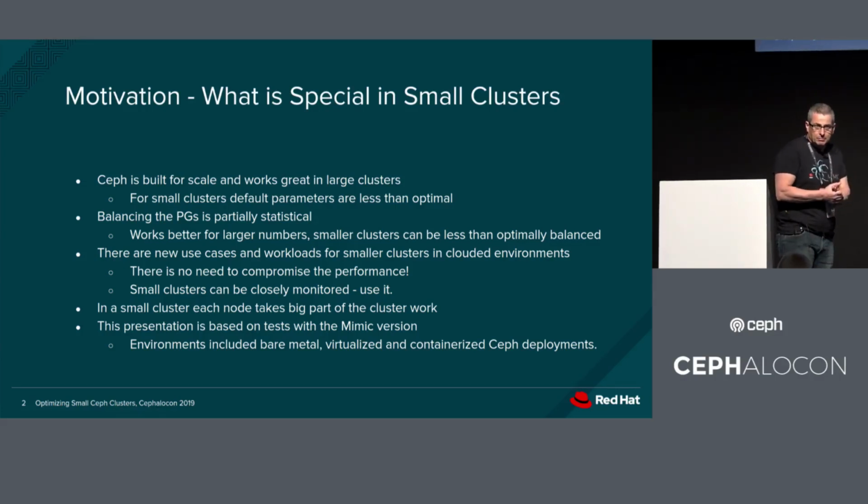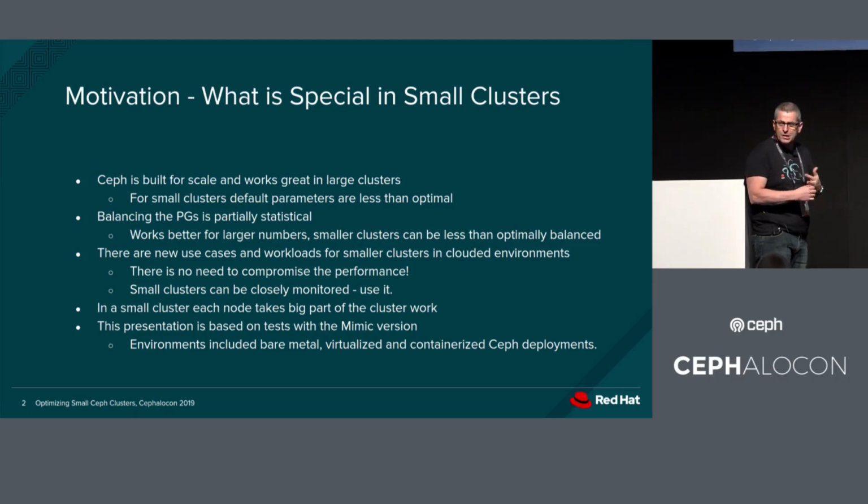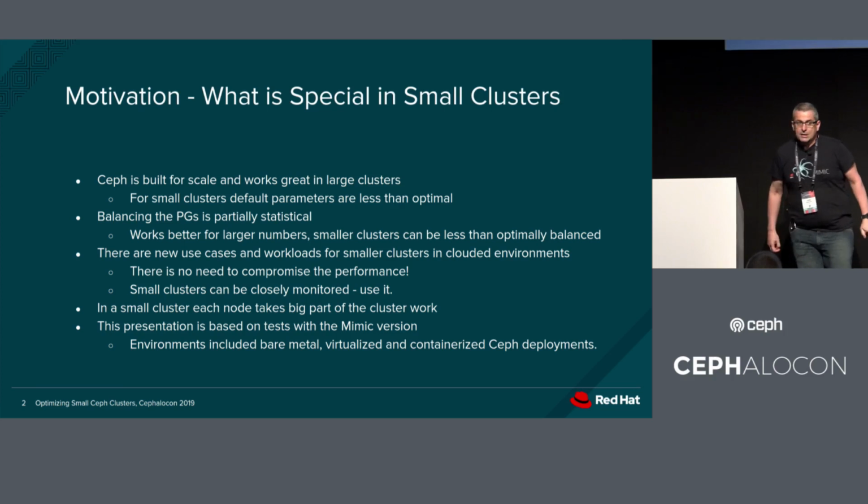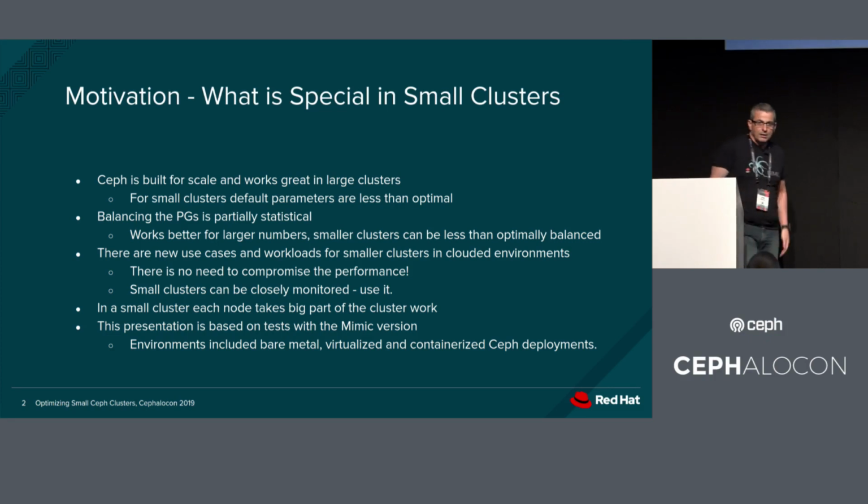So actually, what's important is the number of OSDs. I worked on a 3-node cluster. To all those who think that a 3-node cluster is too small, everything would be correct for larger clusters. In terms of nodes, the important part is the OSDs. The balancing of the PGs is partially statistical. It works better on larger numbers, and as I said, the defaults are not optimal for small clusters, small numbers. That's one of the things we'll talk about.